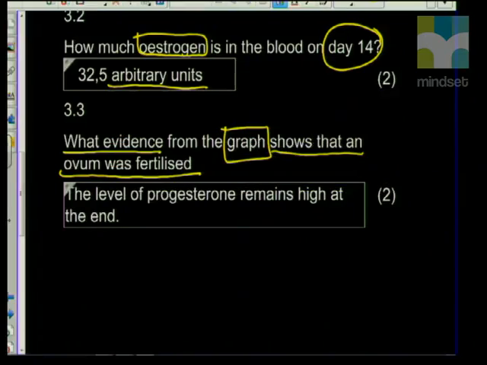Okay. Come on, there we go. Okay, it says there the level of progesterone remains at a high end. Okay, very important. You can tell everything by hormones in the body. Hormones are very, very important.